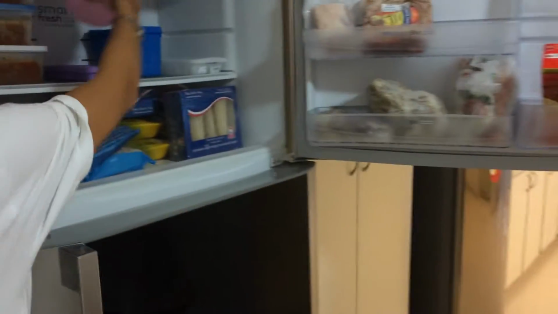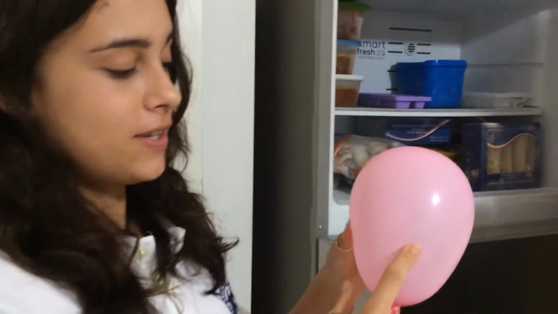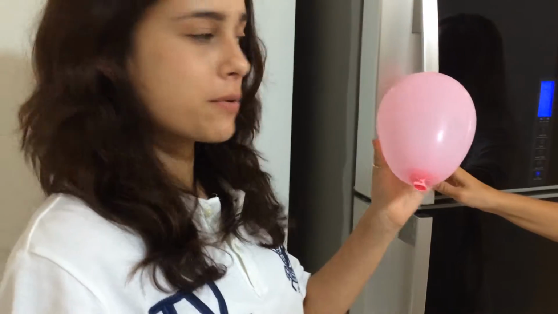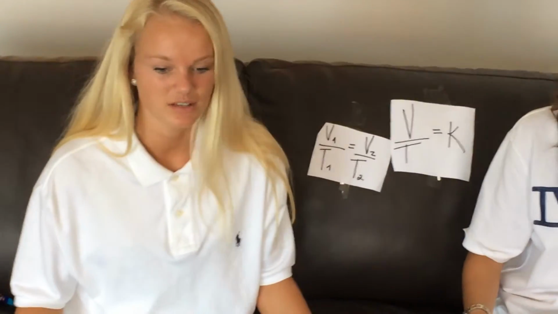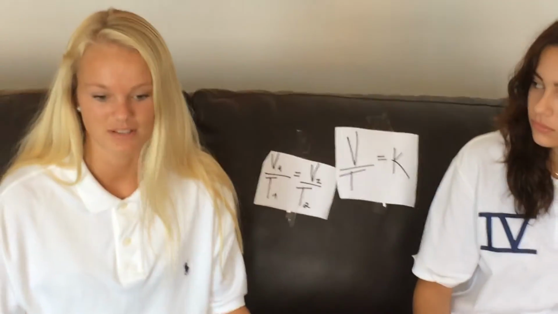This is an example of Charles' law. When the temperature of the air inside the balloon decreases, the volume of the balloon decreases. And when we come back in 10 minutes, the balloon will basically be smaller. As you can see, the volume of the balloon decreased as the temperature decreased. Charles stated that the volume of a gas increases as the temperature increases, and the volume of a gas decreases as the temperature decreases.